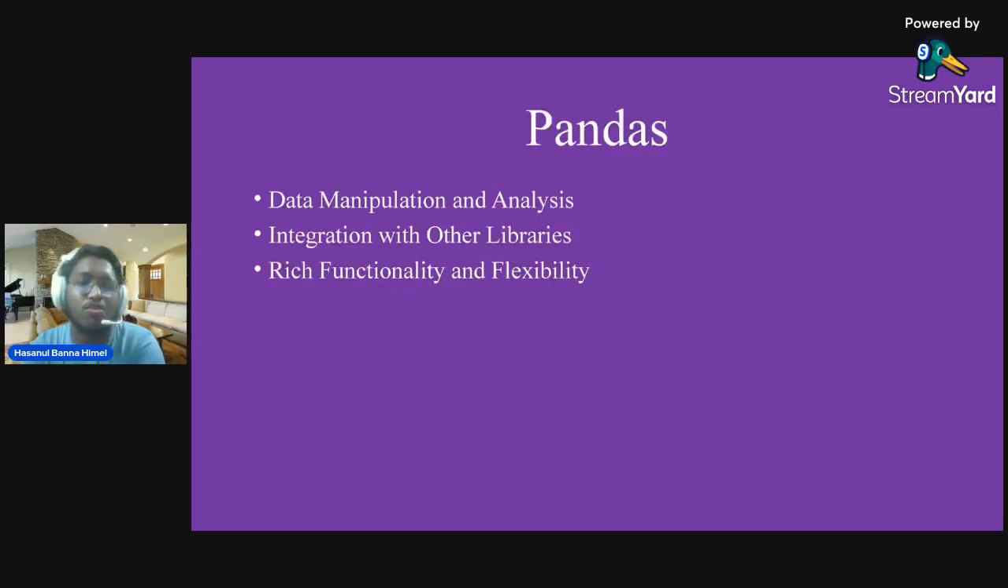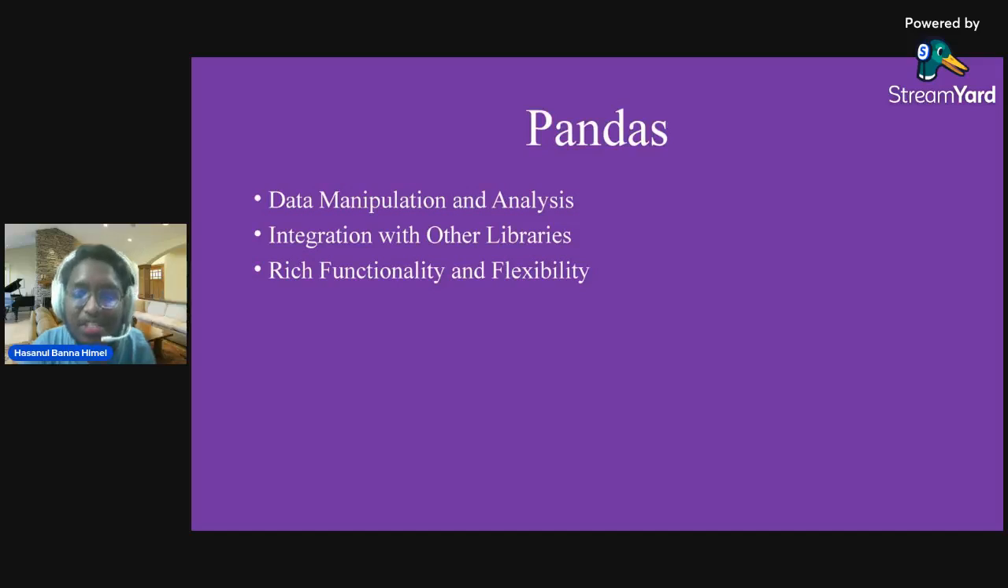Sorry, it was SciPy, not SkyPy. My bad. So now let's jump to our Pandas. So what is Pandas? Pandas is another powerful library which is integrated with Python. It is so powerful that it is designed for data manipulation and analysis.